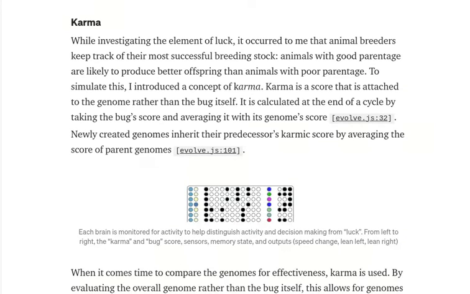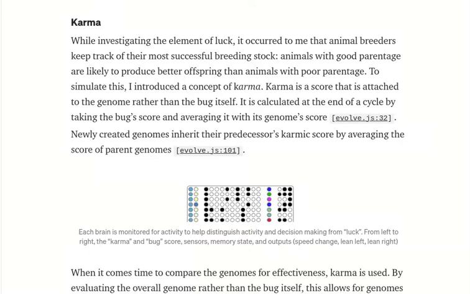While investigating the element of luck, it occurred to me that animal breeders keep track of their most successful breeding stock. Animals with good parentage are likely to produce better offspring than animals with poor parentage. To simulate this, I introduced a concept of karma. Karma is a score that is attached to the genome rather than the bug itself. It is calculated at the end of the cycle by taking the bug's score and averaging it with the genome's score. Newly created genomes inherit their predecessor's karmic score by averaging the score of the parent genomes.